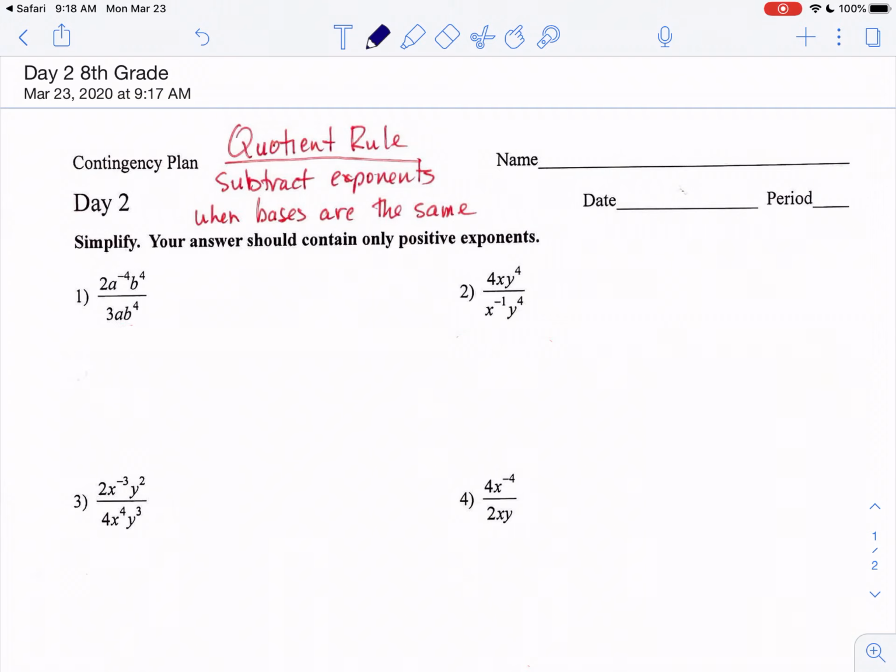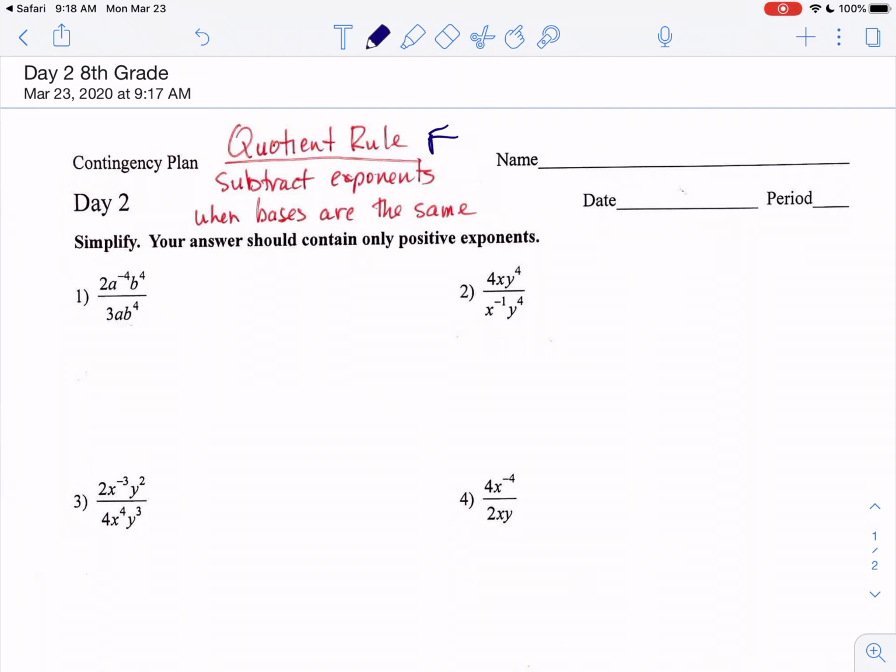Hey 8th graders, so today's Thursday, it's day 2 of our contingency plans, and it continues to be a review of exponents. Today we're focusing specifically on the quotient rule with exponents. Remember, with the quotient rule, you subtract your exponents when the bases are the same. And if you don't have anything that has the same base, then you just leave it as is.